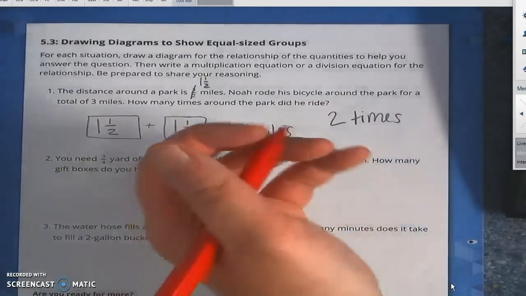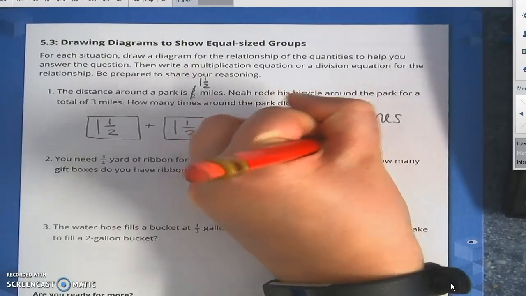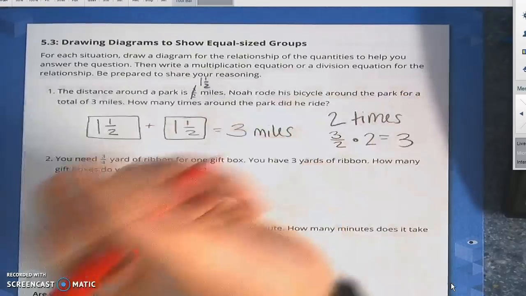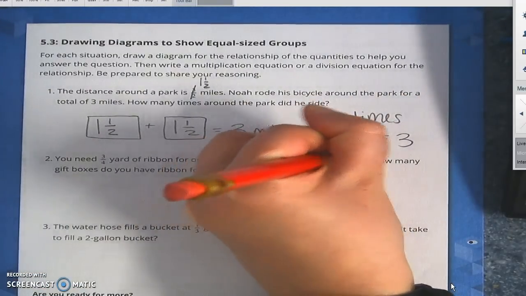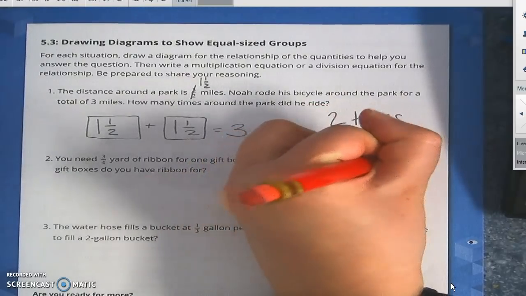So a multiplication equation we could write would be 3/2 times 2 equals 3 miles. Or if you wrote it as division, 3 miles divided by 3/2 equals 2.